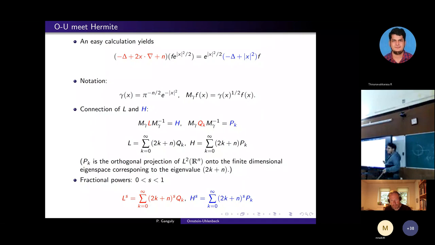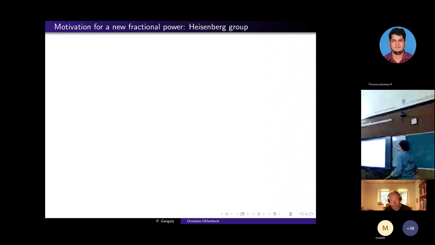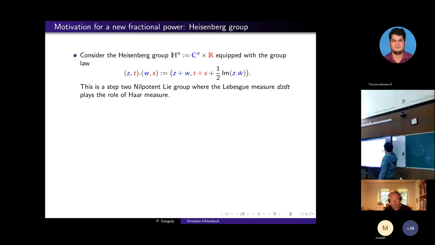Now, here we will be using a different kind of fractional power. The motivation for that comes from the Heisenberg group. It would have been a crime if I did not talk about the Heisenberg group today. So here it is. We consider the Heisenberg group H^n, C^n cross R, equipped with this group law, where in the first variable it is just the addition, and in the second variable, along with the addition, there is a twisting term, which is a symplectic form on R^2n, and which makes this group a non-commutative group.